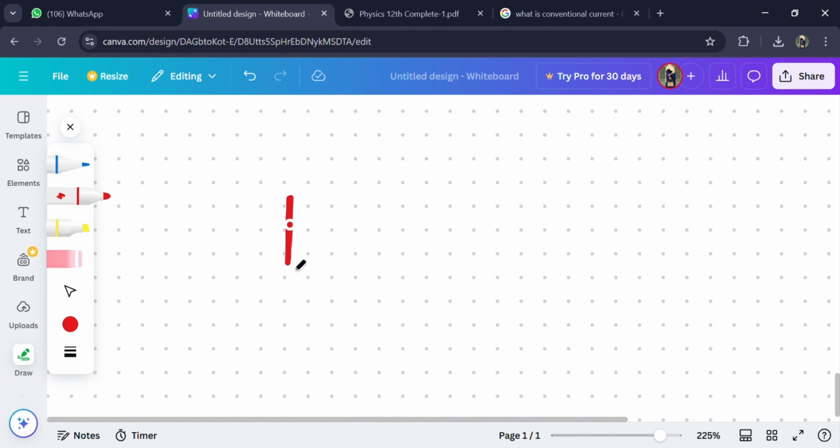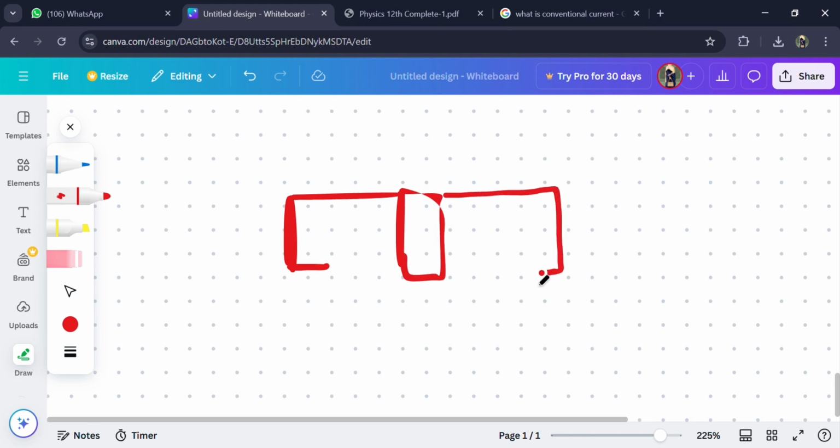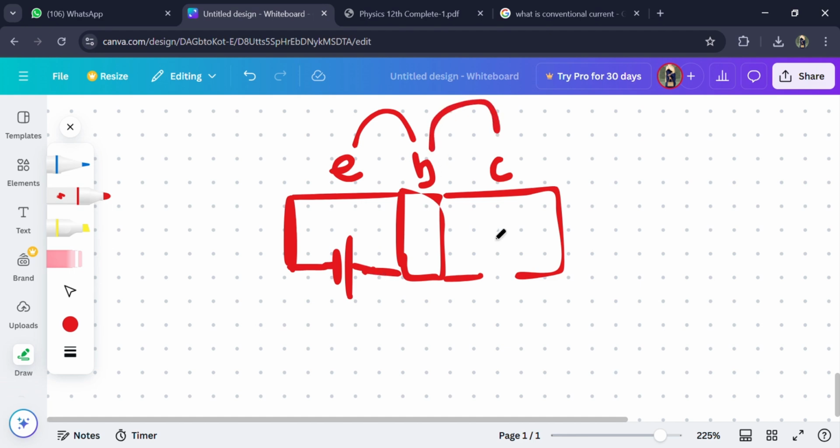Let's first draw a simple diagram. This is the emitter, this is the collector, and this is the base. Now, in the case of the emitter and base junction, we always attach a cell with it, low potential. And in the case of the base and collector junction, we always attach a battery with it.